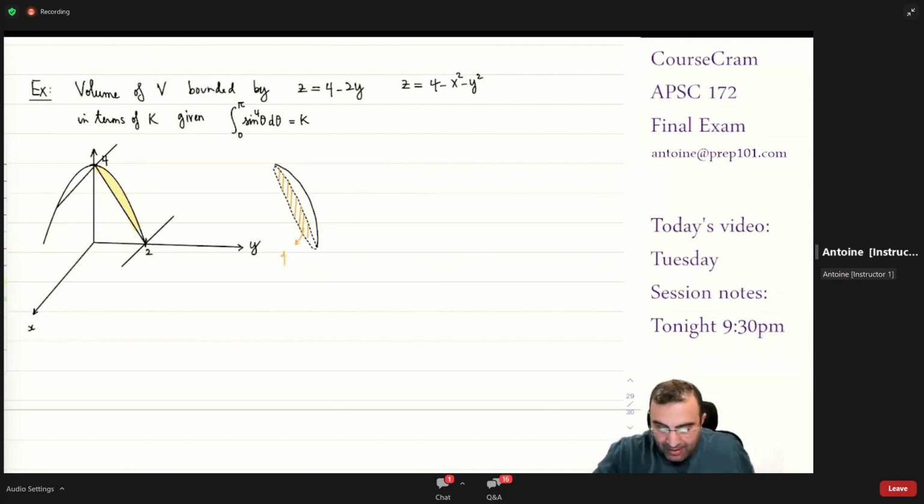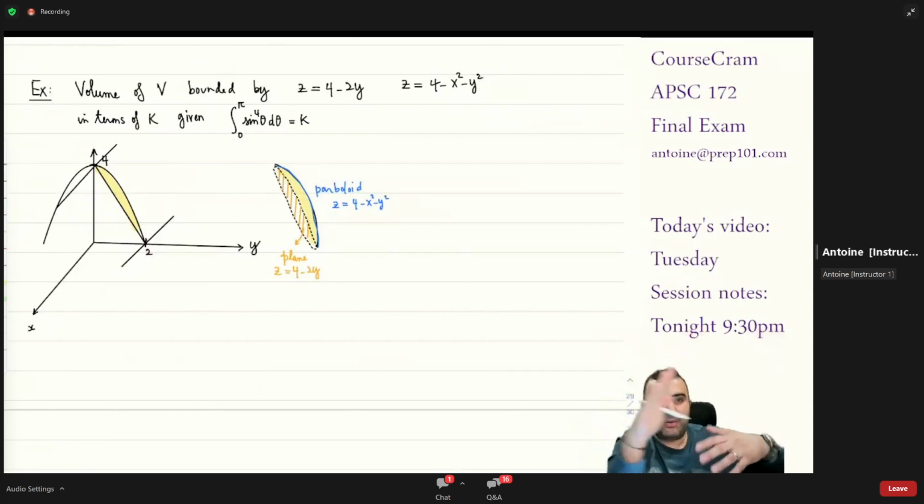This is the plane, z is equal to 4 minus 2y. And this is the paraboloid that's going down. This is the paraboloid, z is equal to 4 minus x squared minus y squared. Do you see my volume better in this image? So you have the paraboloid going down, and the plane is just cutting it off like that.